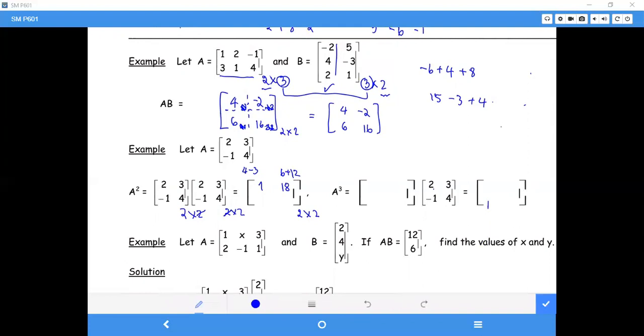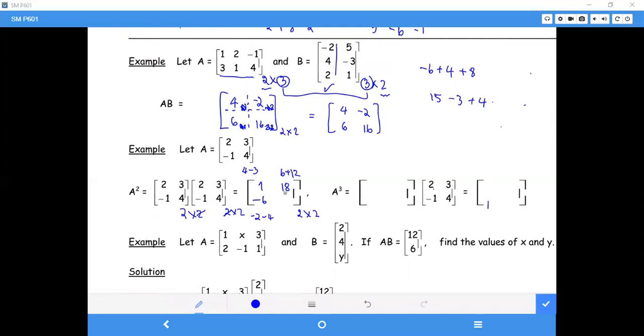I have 18, right? Next one, I'm on the second row now, but I'm still on the first column. So I go second row, multiply with the first column. Okay, I go negative 1 times 2, I have negative 2, right? And then 4 times negative 1 is negative 4. Yeah, I have negative 6 there.